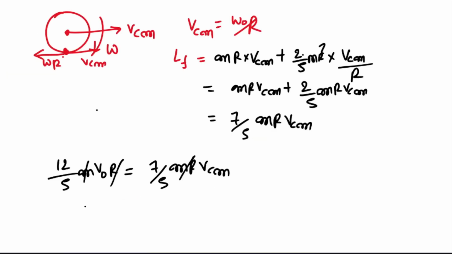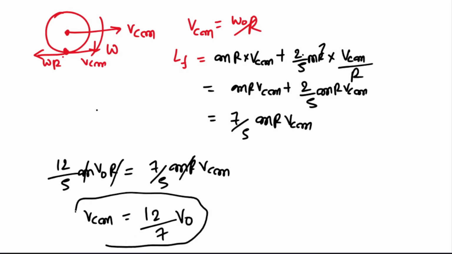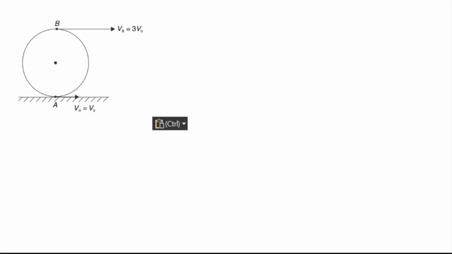So this is this one. Now from here you can get the answer: V_CM will be equal to 12/7 V naught. This is going to be your answer, okay? So this is this. Now let us solve it from the second method. Let us do this one.